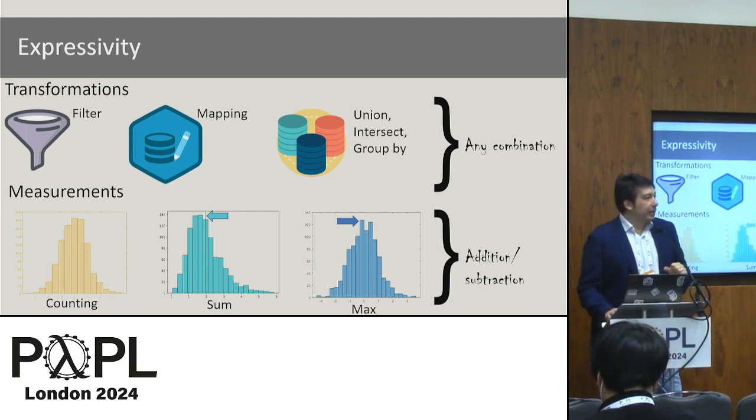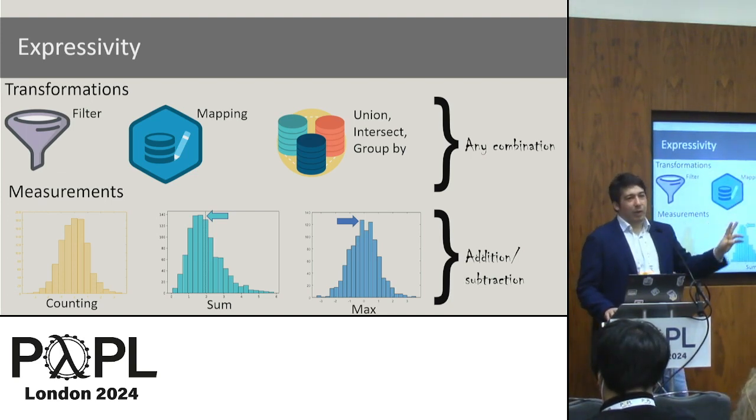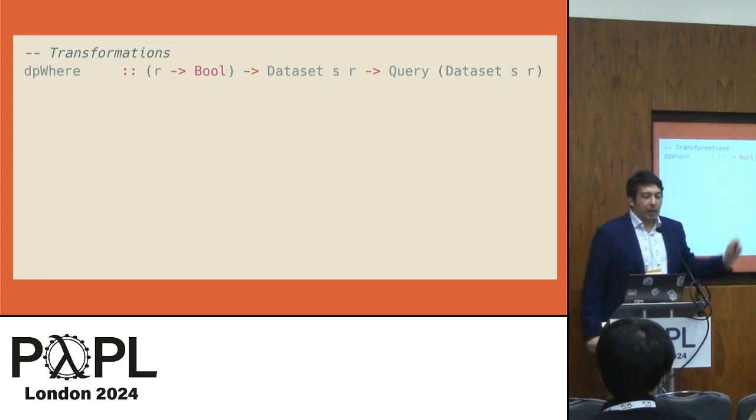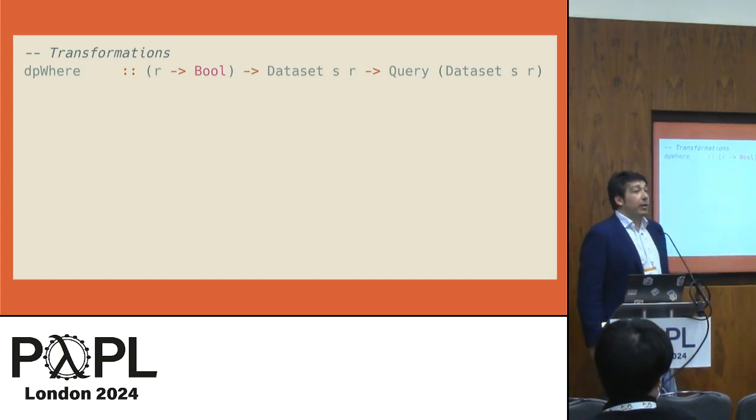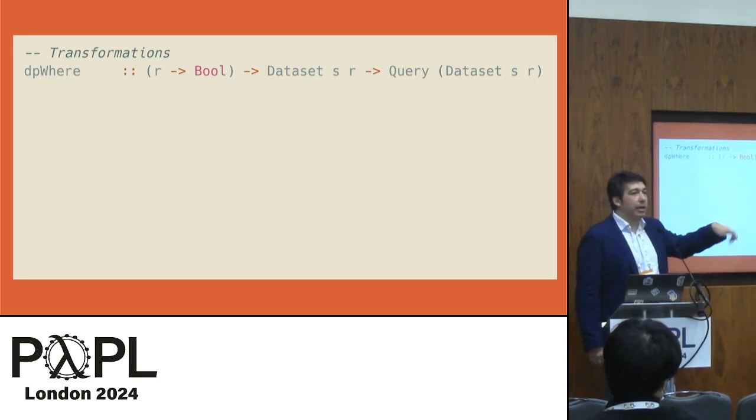Are you ready to play with it? Let's take one transformation and one measurement, and then do something with that. So this is one transformation called DPWhere. It's a filter. You give me a Boolean function, you give me a dataset, and I give you the query that filters a dataset.